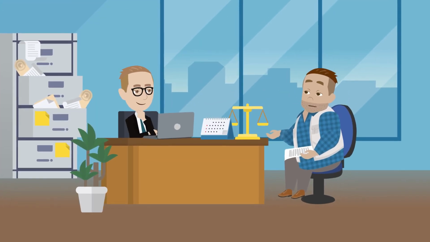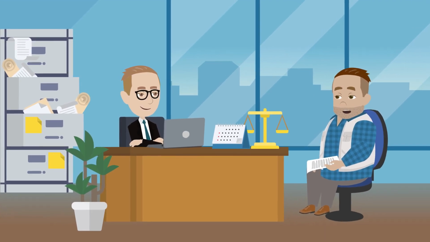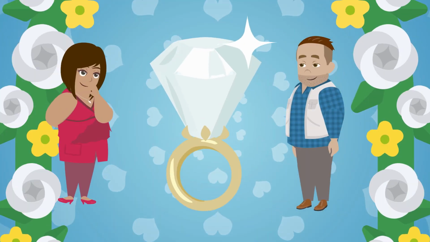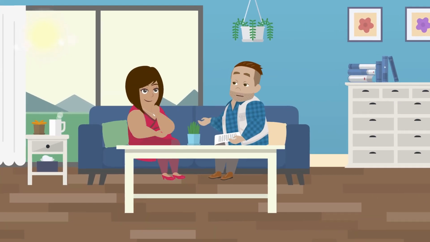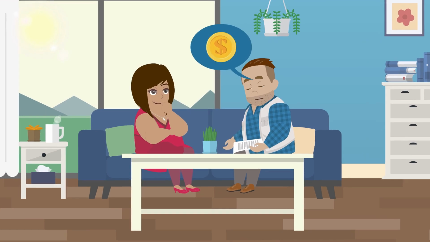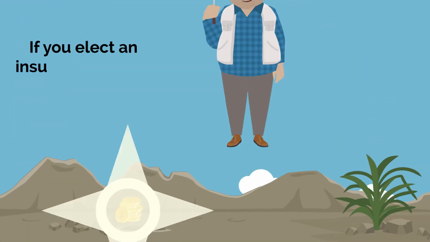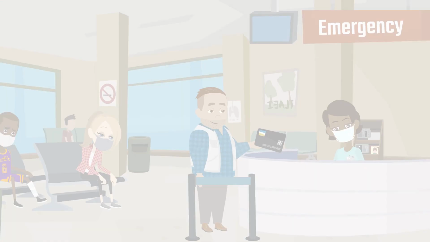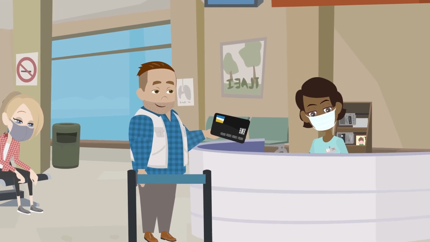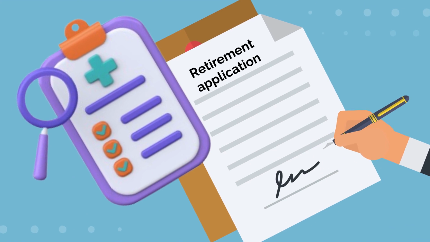Spousal consent is not required to name an insurable interest if you've elected a maximum survivor annuity for your current spouse. However, if you're married and elect an insurable interest benefit for your current spouse, spousal consent is required because your current spouse must waive their right to normal survivor benefits. If you elect an insurable interest benefit, you're responsible for arranging for and paying the cost of any medical examination required to show you're in good health. A report of the medical examination should be included with your retirement application.